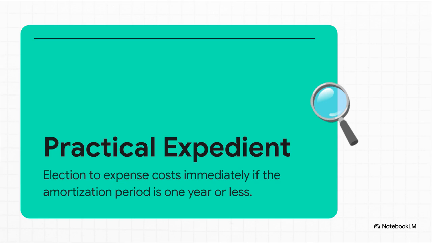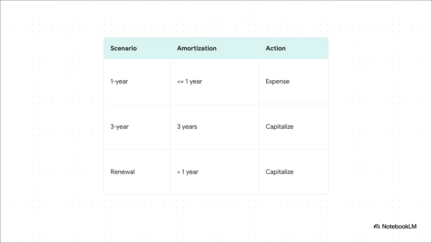The whole point of this is just to save you an immense amount of time and effort when dealing with short contracts or high-volume, low-value commission structures. But how does this actually look in practice? Let's say you have a super straightforward 1-year contract, and you don't expect it to renew. The amortization period is 12 months or less, so boom, you apply the expedient, you expense it immediately, and you move on. Easy. But now, what if you have a 3-year contract?